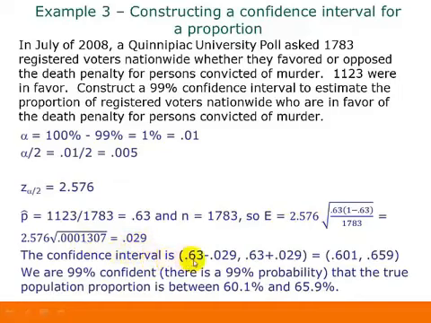So to get our confidence interval, we take our point estimate, or our sample proportion, minus the margin of error, and our sample proportion plus the margin of error. And that gives us from 0.601 up to 0.659 for our confidence interval. So the interpretation of this is that we are 99% confident, or we say there's a 99% probability, that the true population proportion is between 60.1% and 65.9%.